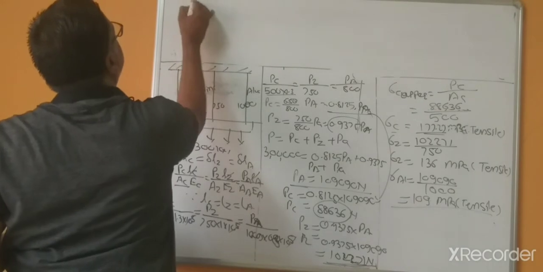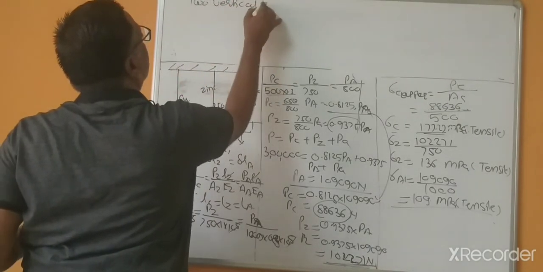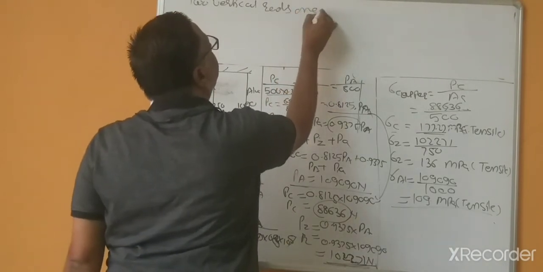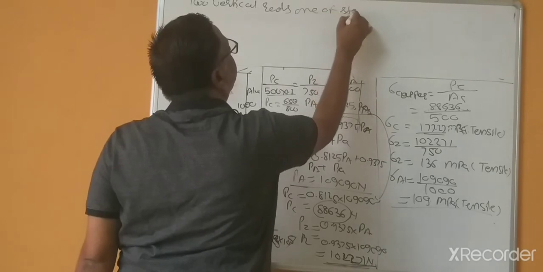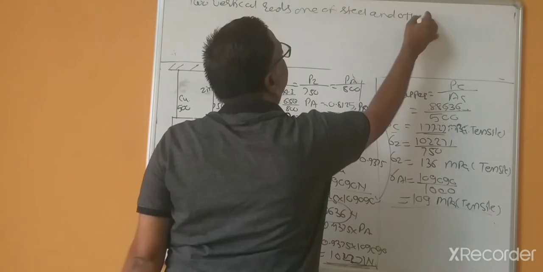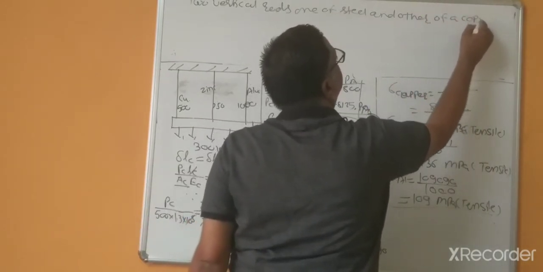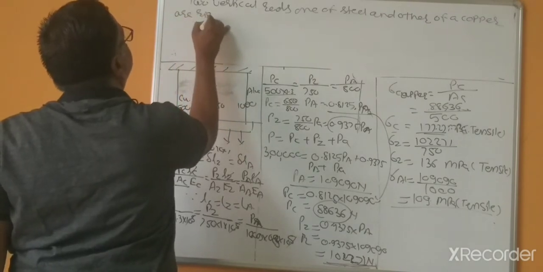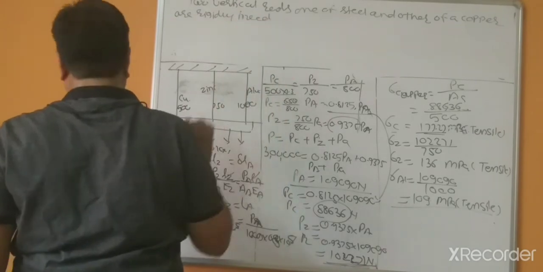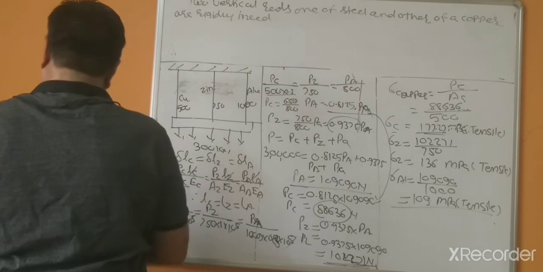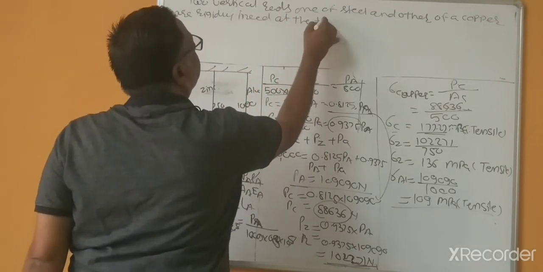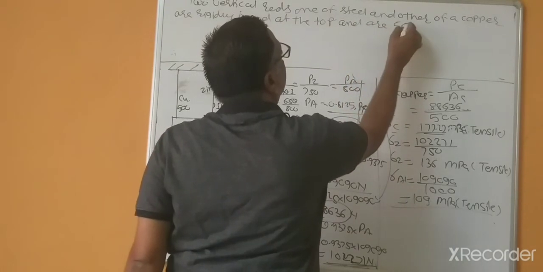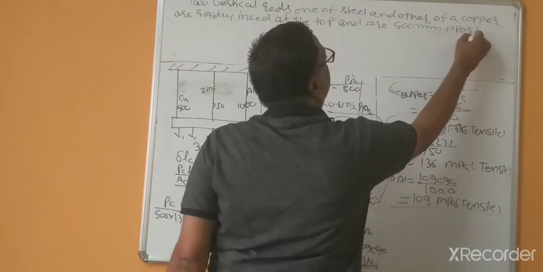So please note down this. Next problem is: two vertical rods, one of steel and the other of copper, are rigidly fixed at the top and are 500 mm apart.